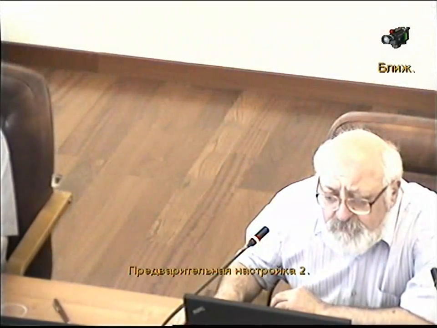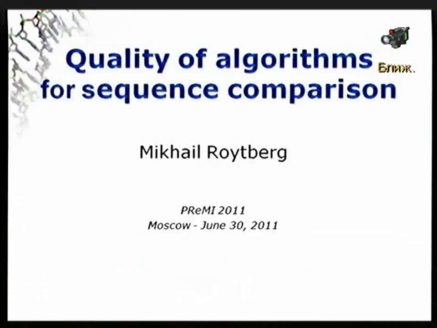We start this session with an invited talk, which will be given by Professor Mikhail Roytberg. And I'll say a few words about him. He got his master's degree in 1974 in mathematics from Moscow State University. Am I right? Moscow State. Yeah. And then a PhD in computer science in 1986. And now he has several positions, a very multifaceted activity.